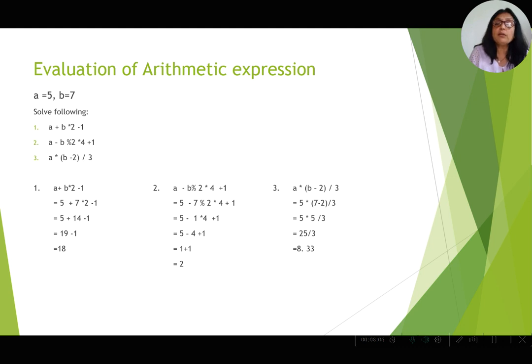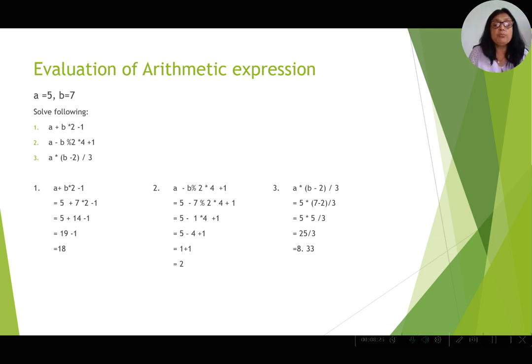Now see, plus and minus both have the same precedence. So which one will be performed first? From left to right, whichever comes first. So plus: 5 plus 14 is 19. 19 minus 1 is 18. Let's move to the second one.